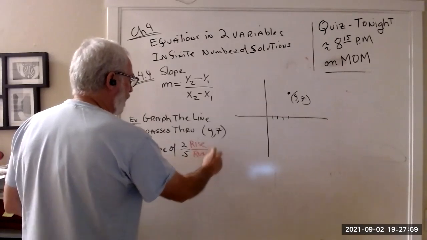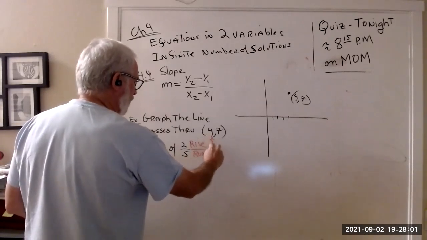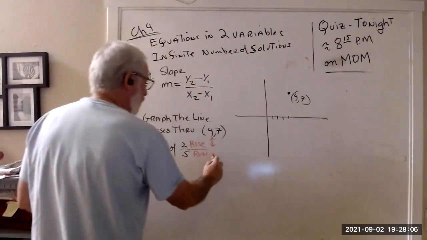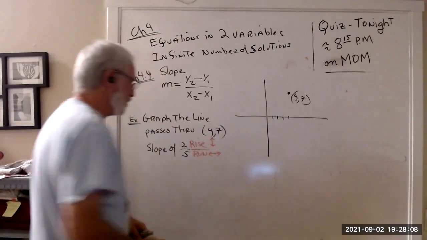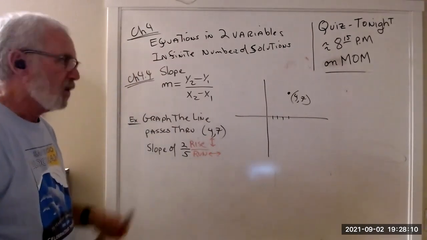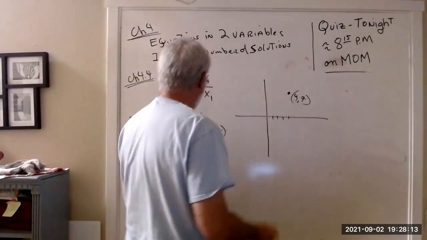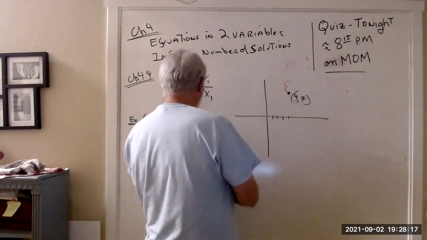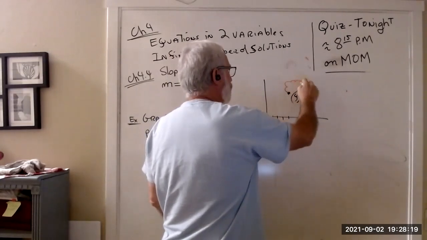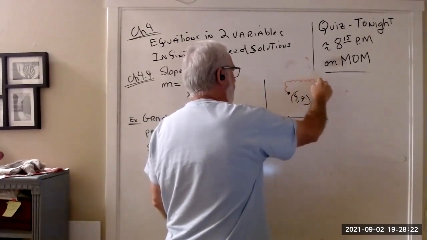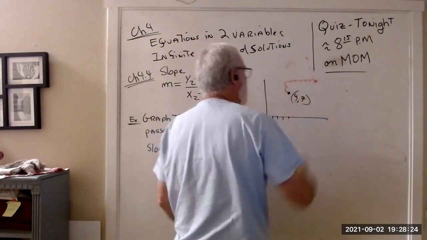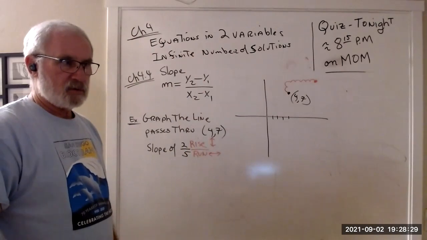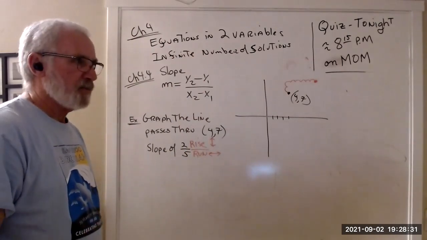Now, when we say rise, we mean go up or down, because you can rise negatively. When we say run, you're going sideways. So from this point, we're going to go up 2, and we're going to go over 5: 1, 2, 3, 4, 5. Now, you're going to need to calculate what that point is. And that kind of confuses people.